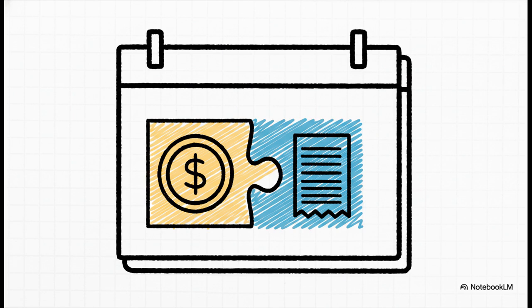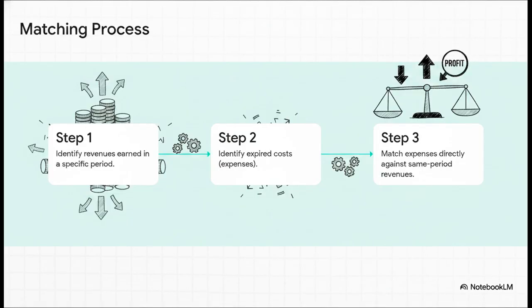If you want a true, honest picture of performance, you simply can't just mix and match revenues and expenses from completely different time periods. The logical flow here happens in 3 simple steps. First, pinpoint the revenues earned in a specific period. Second, identify the expired costs, those expenses incurred during that exact same time. And third, directly match those expenses against the same period revenues. This perfect pairing right here is exactly what gives us a reliable, honest profit figure.